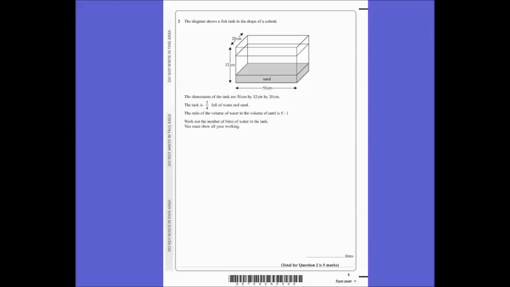So first of all, for the water, we've got this dimension, which is 50. We've got this dimension, which is 20. We just need this dimension here. Now we know that this distance here is 3/4 of the full distance, the 32. So the first thing we need to do is find 3/4 of 32.